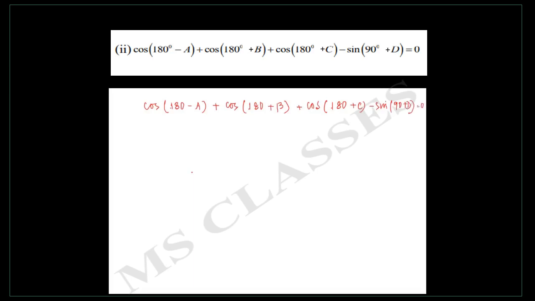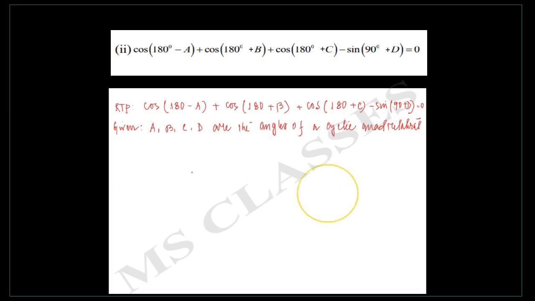With this it is given that A, B, C, D are the angles of a cyclic quadrilateral. Now this is what is required to prove, and this is the given part. Now at first we'll start from the given information.